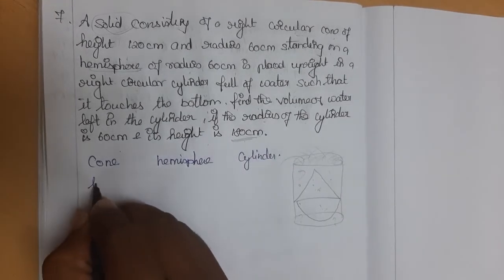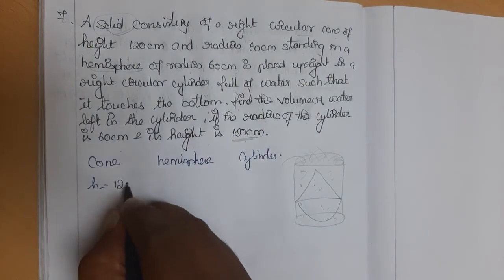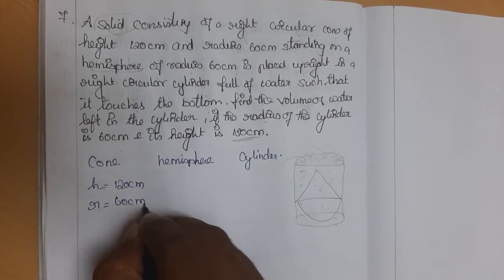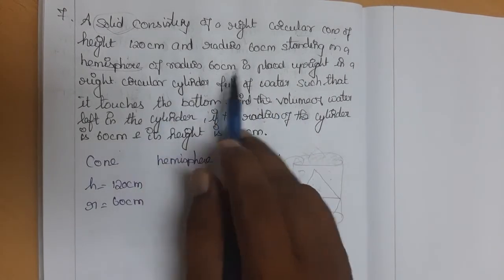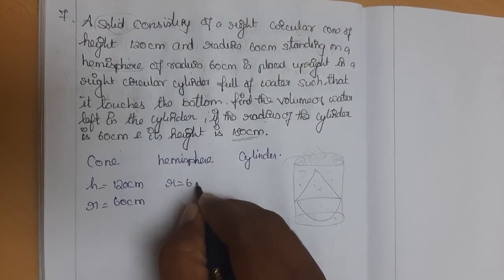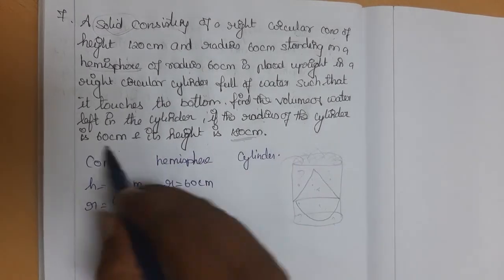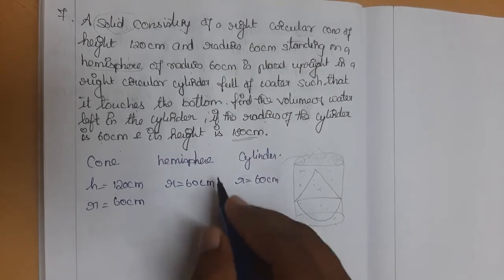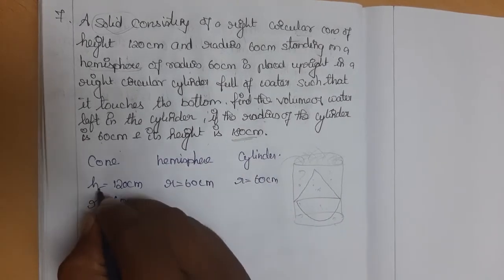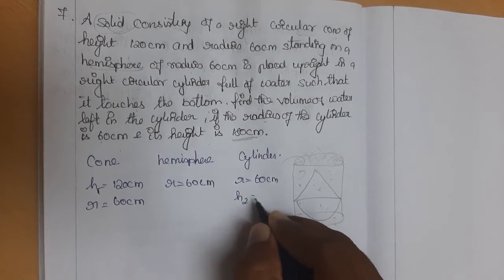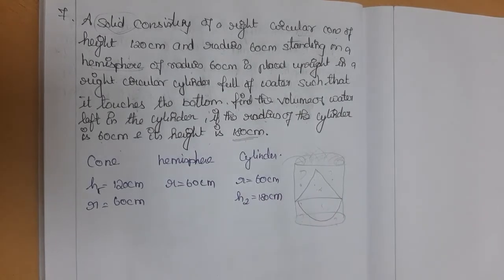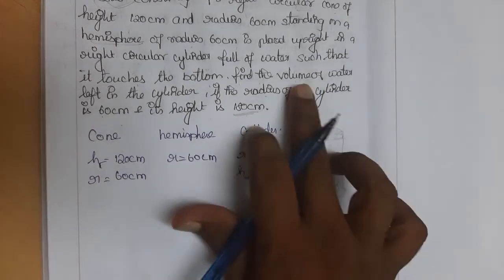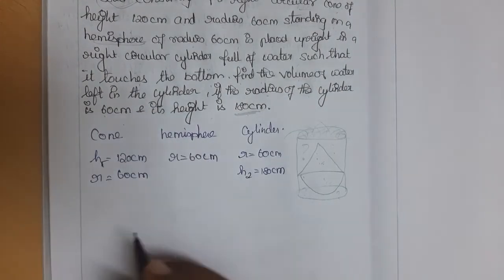So the cone has a height given as 120 centimeter and radius 60 centimeter. All the radii are the same, and the hemisphere radius is also 60 centimeter. And for the cylinder, the radius is the same, 60 centimeter. So all the r's I am just writing as small r, and the height is different. Let me give this as height h1, and h2 is 180 centimeter. So first let me find the volume of the water spilled, and if we subtract it, we will get the volume left in the cylinder.